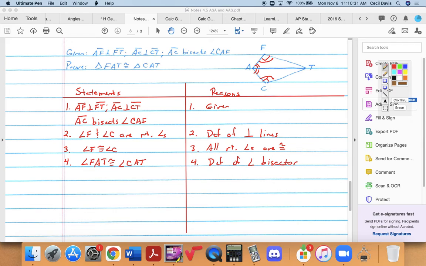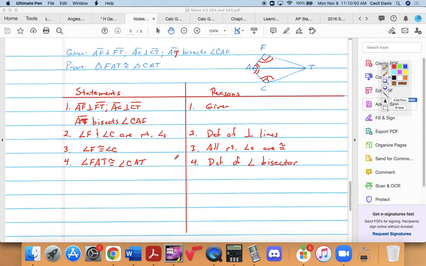Wait, did you say AC bisects CAF? Would it be AT? Oh, this should say AT. You're exactly right. Thank you. Sorry about that, I didn't even notice it.